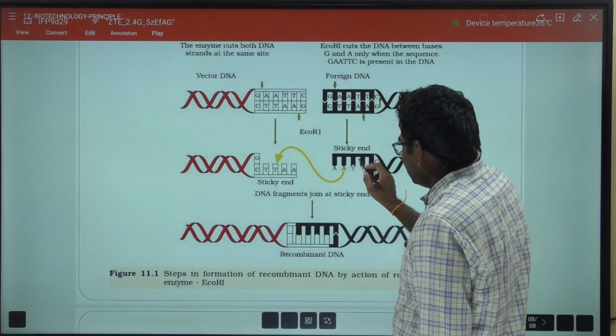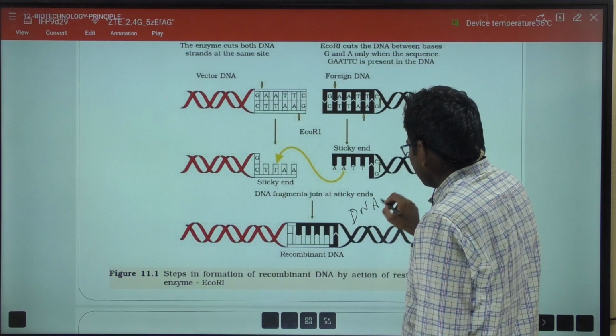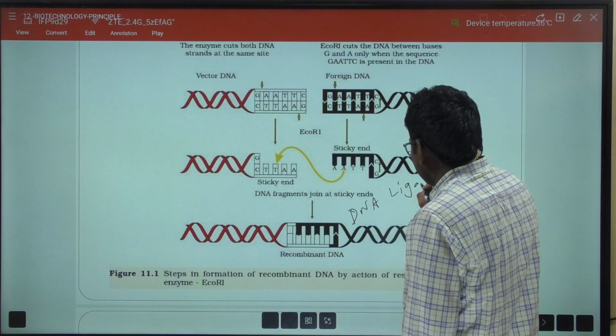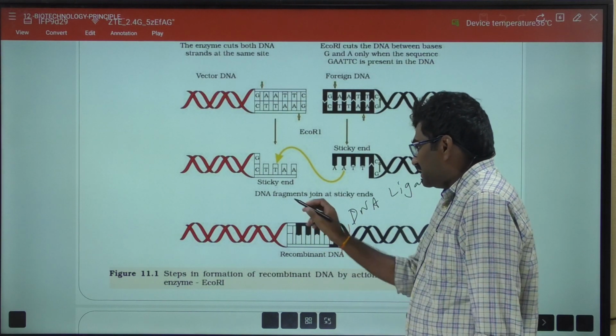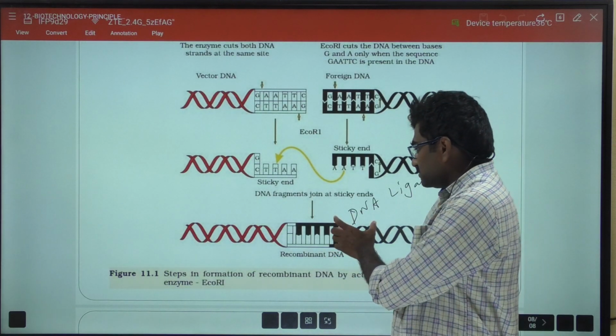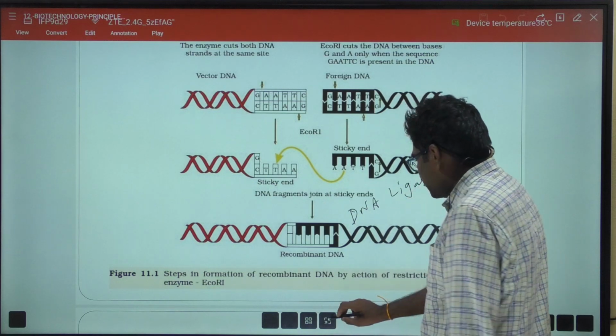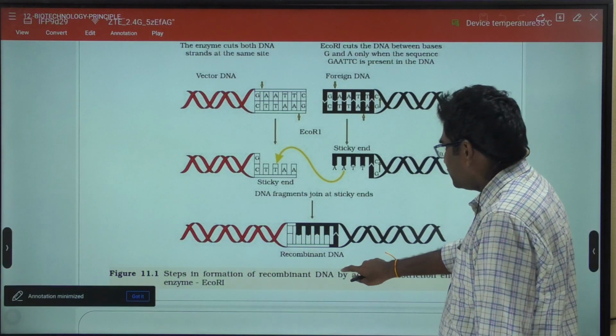So these sticky ends are joined using the enzyme DNA ligase. So DNA fragments join at sticky ends, so that we obtain our recombinant DNA molecule, right?